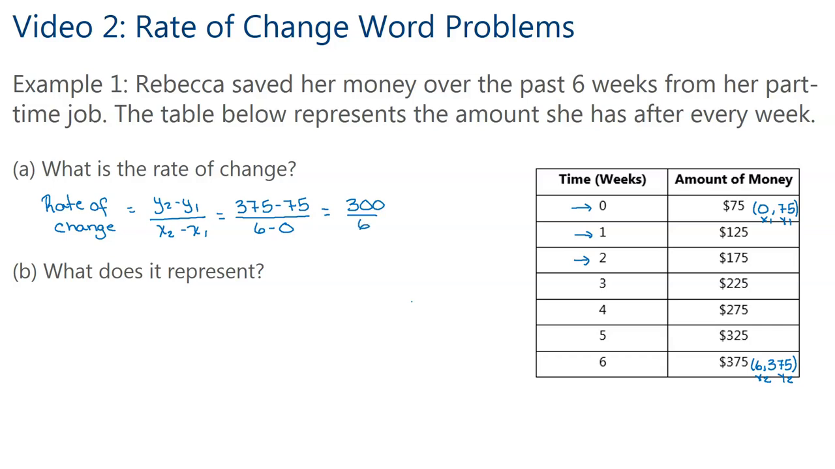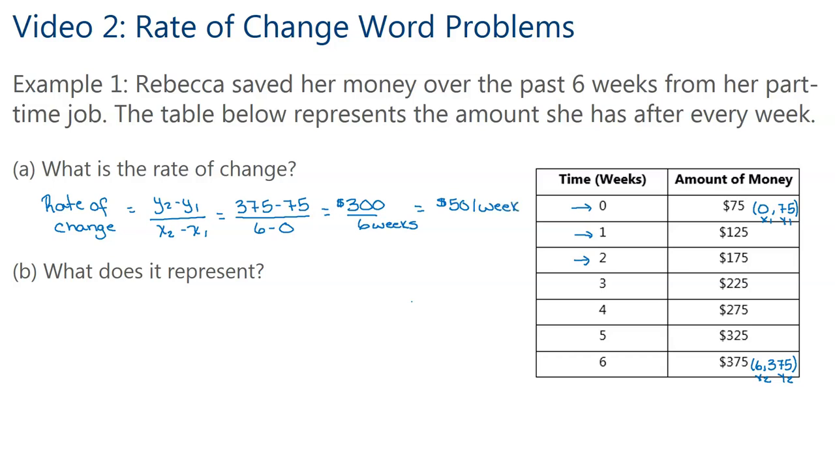Now I'm going to stop here for a moment and add in the units. In word problems, including the units is very important as they give meaning to what the rate of change represents. So in the numerator, I subtracted two dollar amounts. This is $300. And in the denominator, I subtracted the number of weeks. So this is weeks. Now when I divide $300 by 6 weeks, I see that this becomes $50 per week.